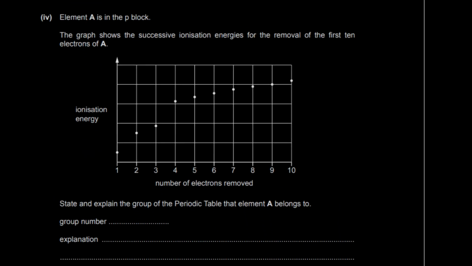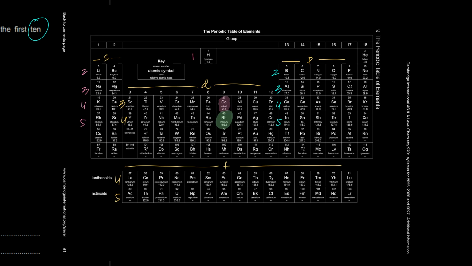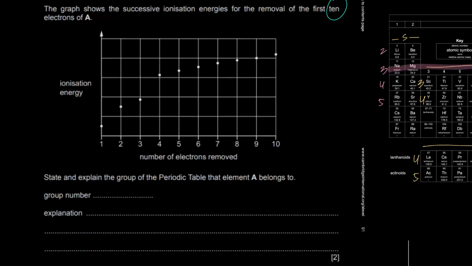Element A is in the p block. The graph shows the successive ionization energies for the removal of the first 10 electrons. I'm removing the first 10 electrons of A. State and explain the group of the periodic table that element A belongs to. It's in period 3, and he just wants you to tell me the group number. Let's add the periodic table here for more visualization. It's somewhere here. Now I just need to understand which group it's in.